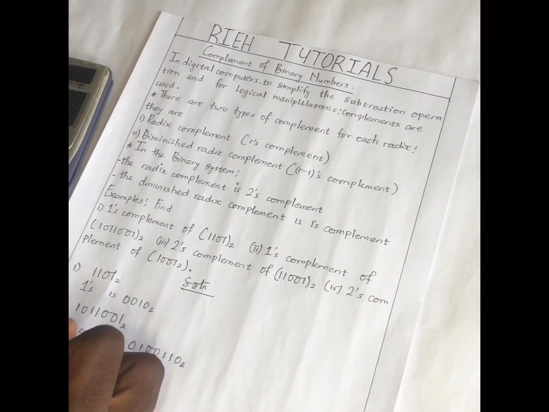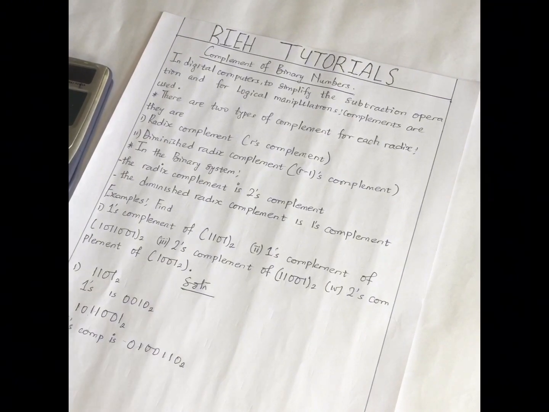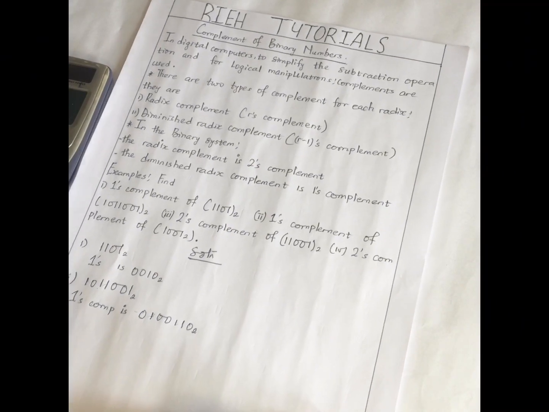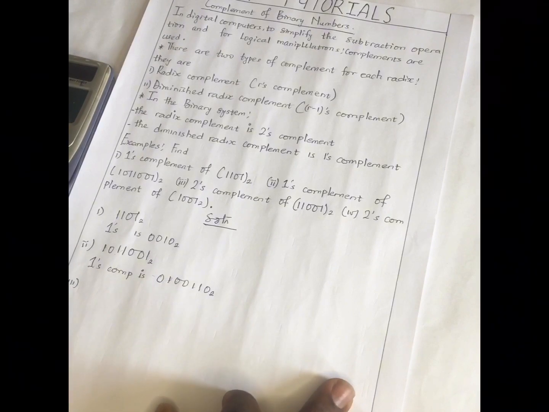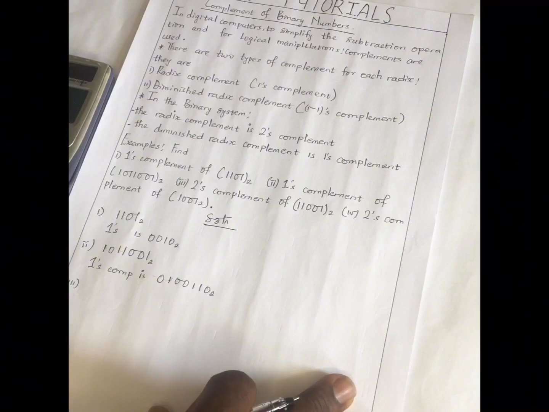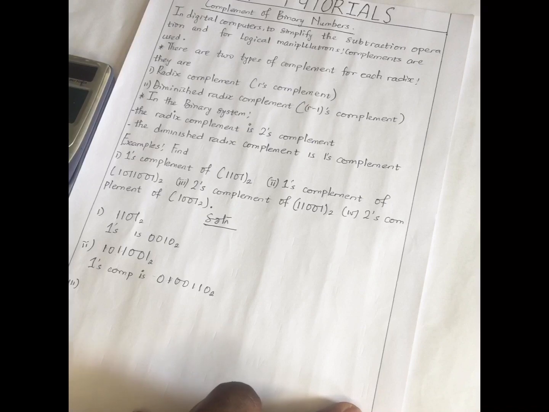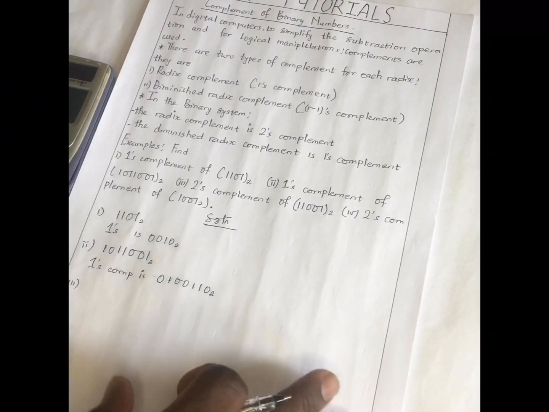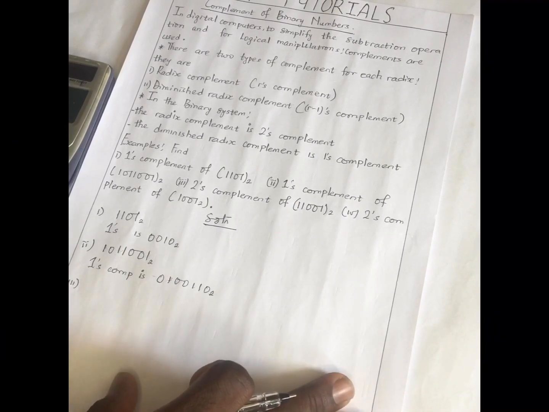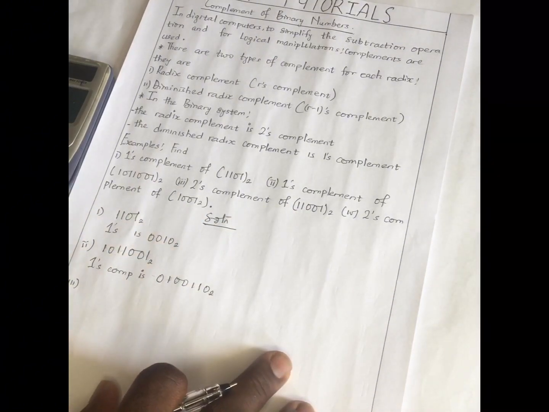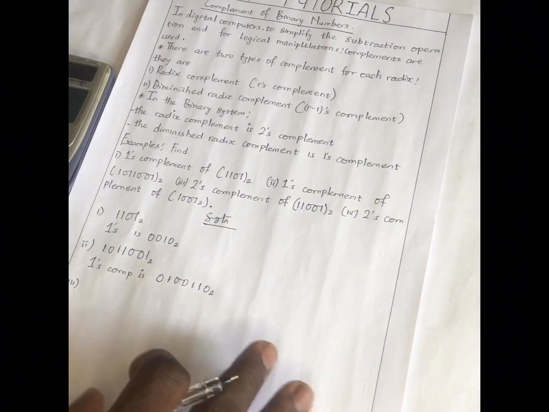Let's proceed to the next example. Here we are asked to find the 2's complement of 11001. Basically, in the 2's complement representation, all you need to do is find the 1's complement of the given binary number and then add 1. So you can say 2's complement is equal to 1's complement plus 1. The first thing we are going to do here is find the 1's complement of this given binary number, and then when we've succeeded with that, we are going to add 1.